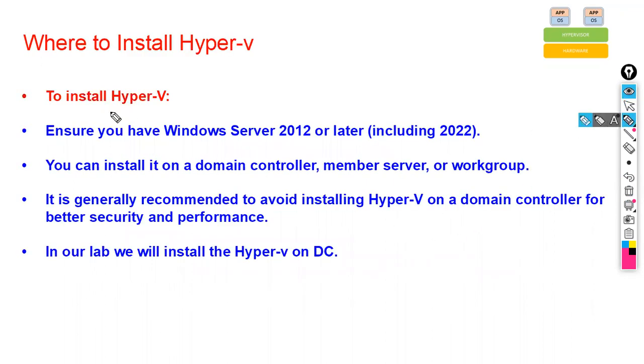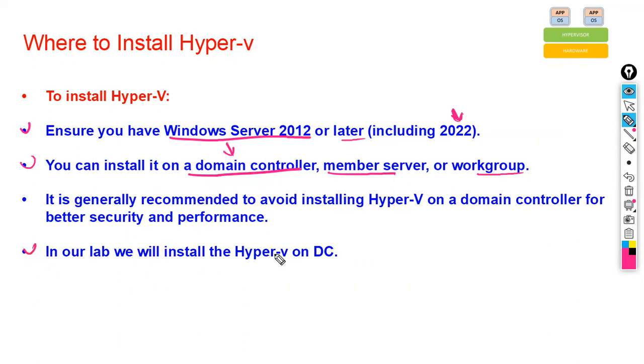So to install Hyper-V, ensure you have Windows Server 2012 or later. We are going to install the operating system on Windows Server 2022. You can install it on a domain controller, member server or workgroup. It will work, but to get better performance and security, it is not recommended to install the Hyper-V on a domain controller.